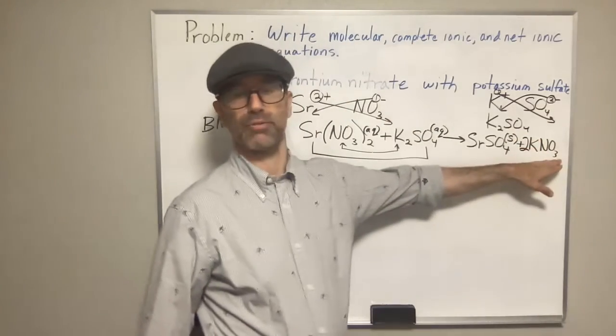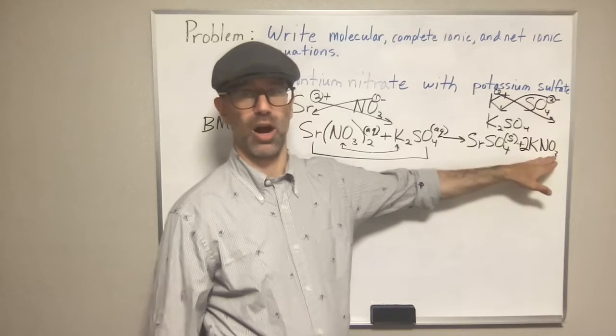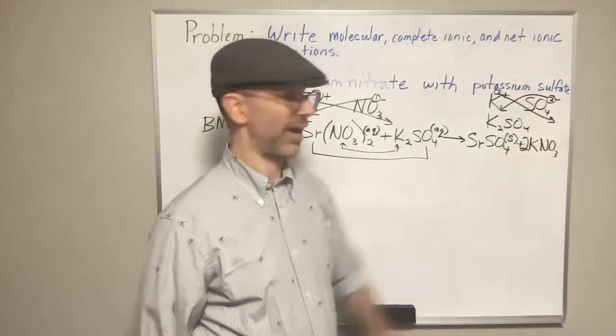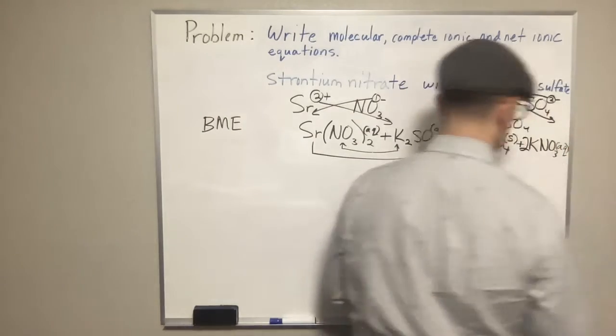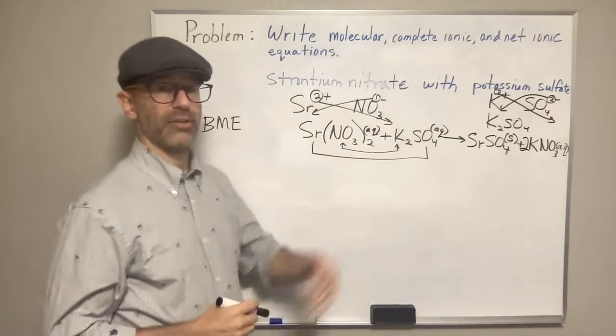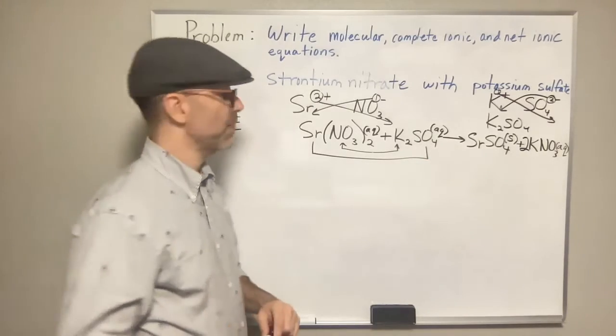And again, what I said before about nitrates being soluble, there are really no exceptions. So that is aqueous. So here we go. So this is our balanced equation. We have a precipitate, strontium sulfate.